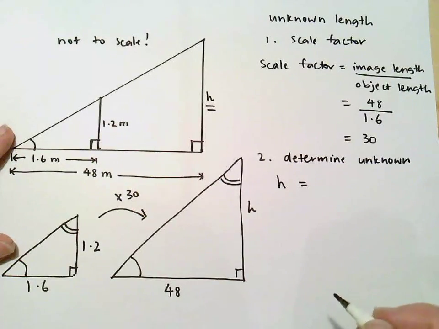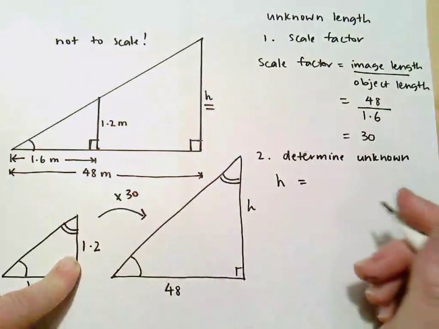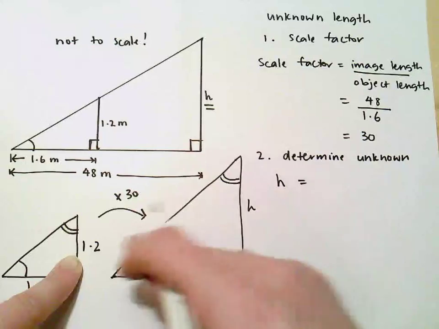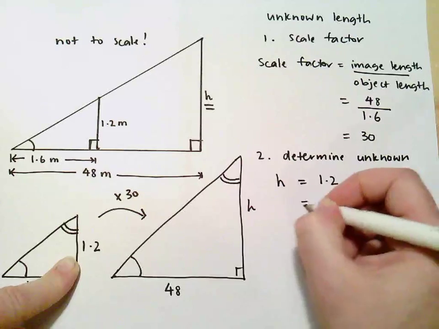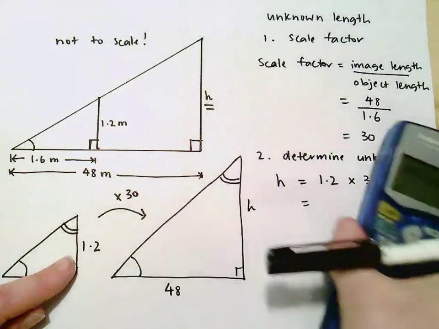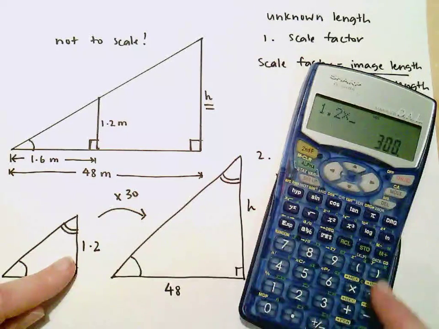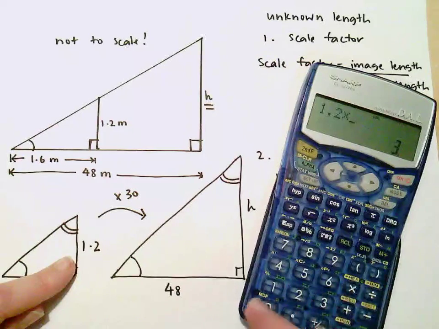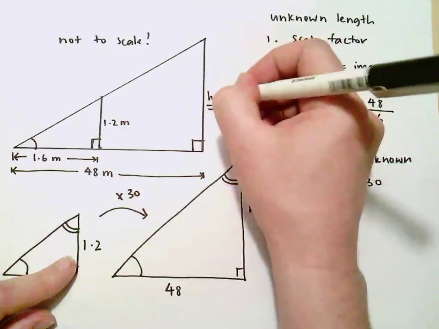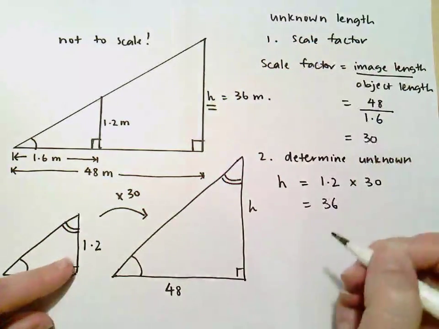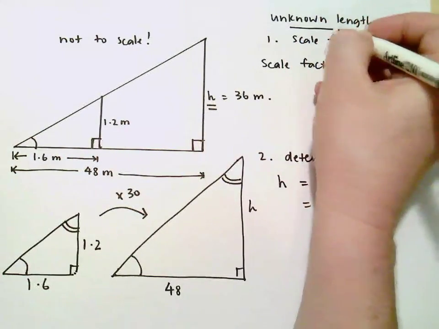The way you do that is multiply your known length by the scale factor. In this case, these are matching sides. I'm going to multiply 1.2 by 30, since this triangle is 30 times bigger. And 1.2 times 30 on my calculator gives me 36. So I know that this height here must be 36 metres. So that's using the scale factor to determine an unknown length.